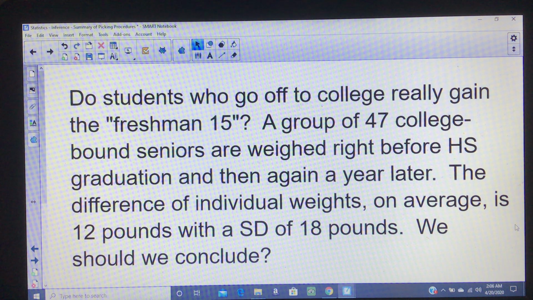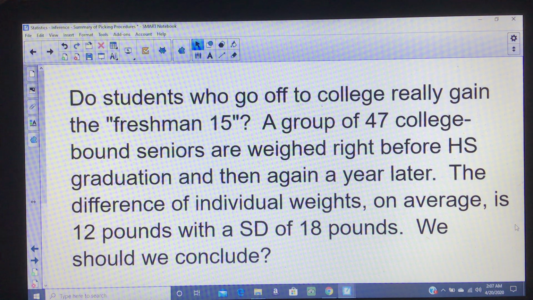So they pick a group of 47 college-bound seniors. They're weighed before they graduate high school, and then they're weighed again a year later. The difference of the individual weights. Now, because they're befores and afters, let's talk about the procedure. There are two groups being sampled, but be careful. They're not independent, because it's a before and after, so the after weights are obviously dependent on the before weights.